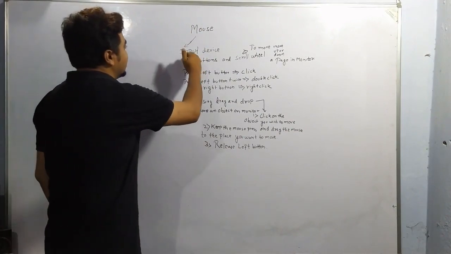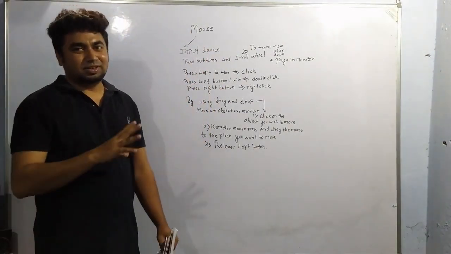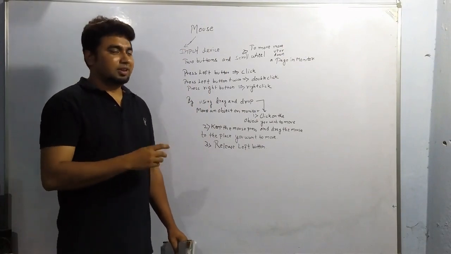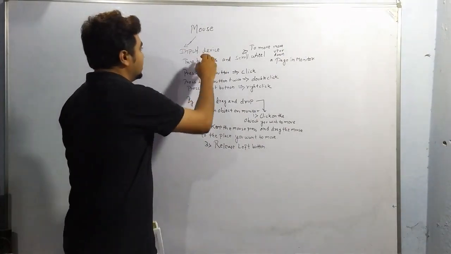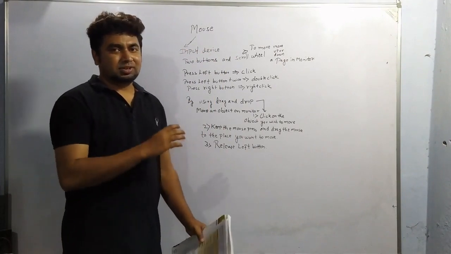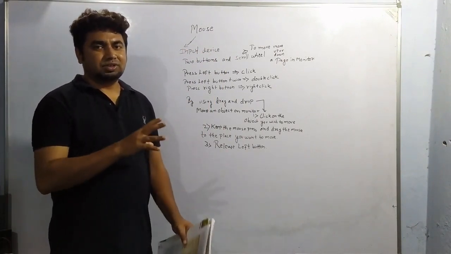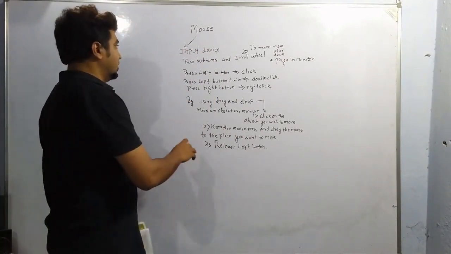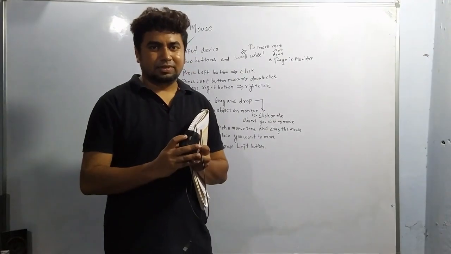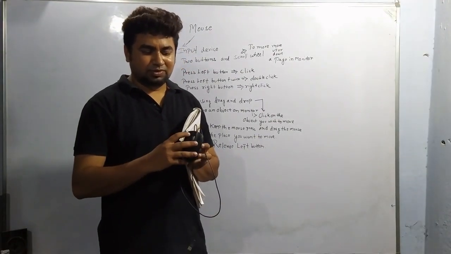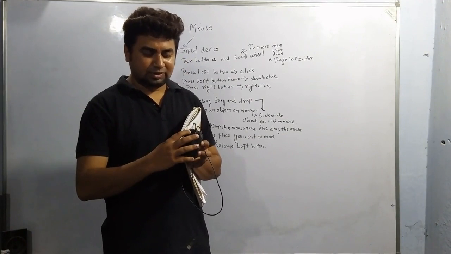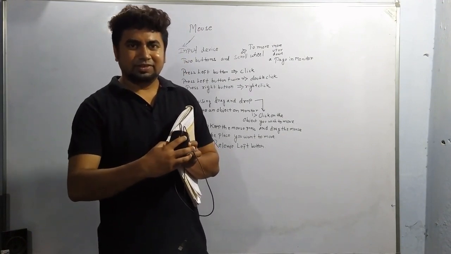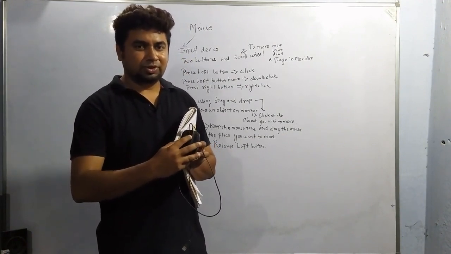So the mouse is basically an input device. You must have seen that the mouse is an input device. Input device means it is connected to the computer and you give instructions to the computer by pressing the button. This is the mouse. It has two buttons. This is the left click, this is the right click, and this is the scroll button.